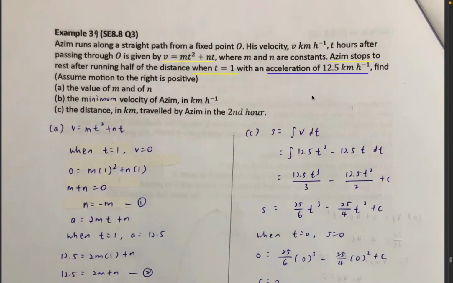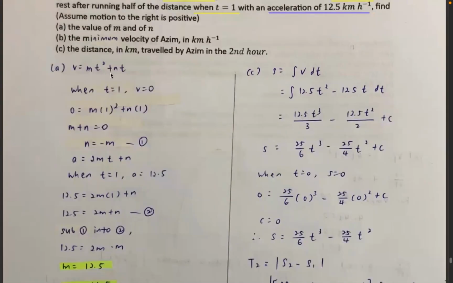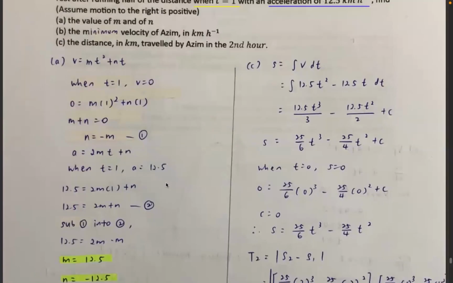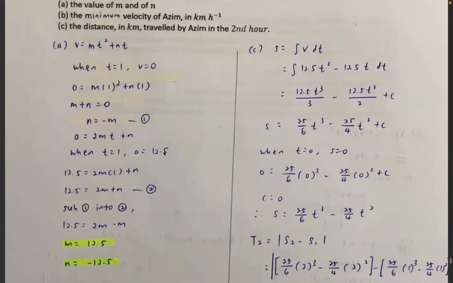Next, let's check what else. Here we notice that when t equals to 1, a equals to 12.5. So to make use of this information, you must firstly obtain an acceleration function. So from v, if I want to get a, I have to do differentiation. So we differentiate mt squared, answer 2mt, differentiate nt, answer n. So I substitute when t equals to 1, a equals to 12.5. We have another equation, 12.5 equals to 2m plus n.